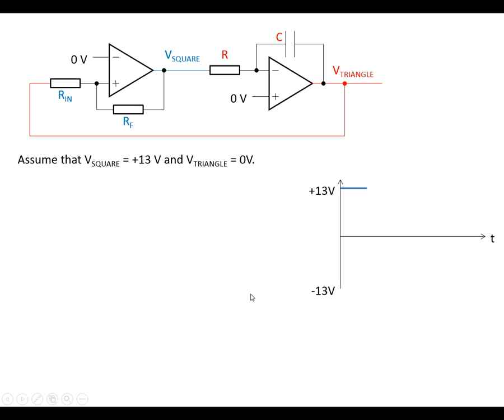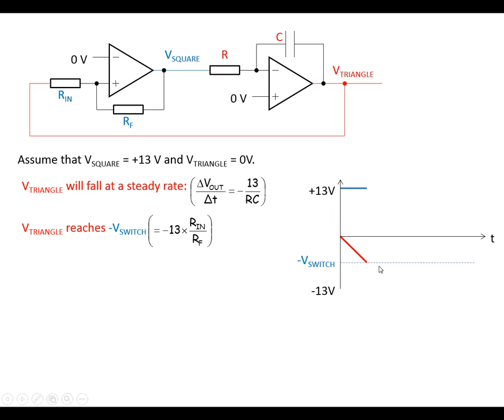This is the circuit, so I'm just going to talk about how it operates. Let's assume to start with we've got plus 13 volts here and we've got 0 volts to start with. Because this is positive, the triangle wave is going to be falling downwards, so the ramp generator output would fall at a steady rate given by these values here. So we've got Vin, which is 13 volts from the Schmitt output. You can see this falls down, and it's going to fall until it reaches the negative switching threshold, at which point the output of the Schmitt, the square wave, will saturate at minus 13 volts.